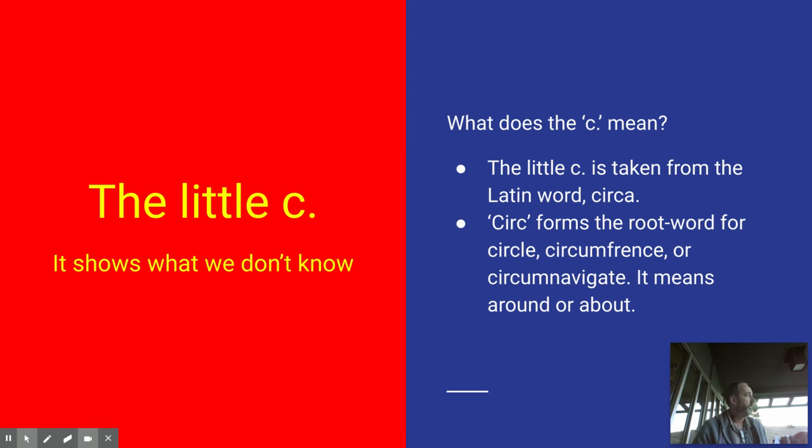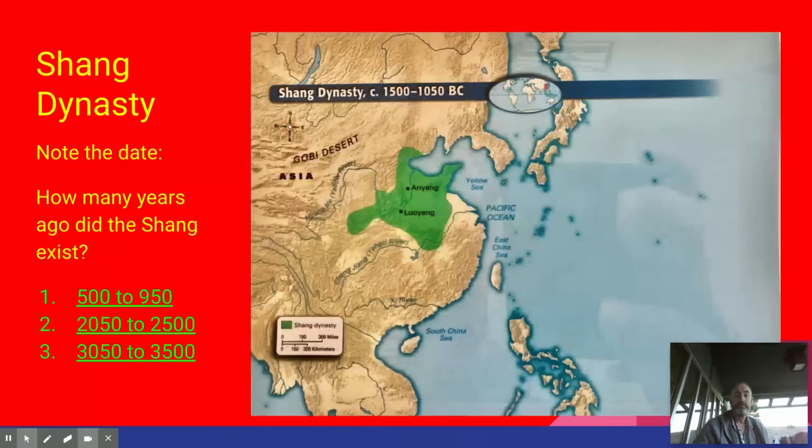It's perfectly fine not to know exactly when something happened, because Christ was born circa 1 BC, or circa 6 BC up to 4 AD. We don't know when Christ would have been born. So historically, when you can't pin a date down, you put that little c there and use that.